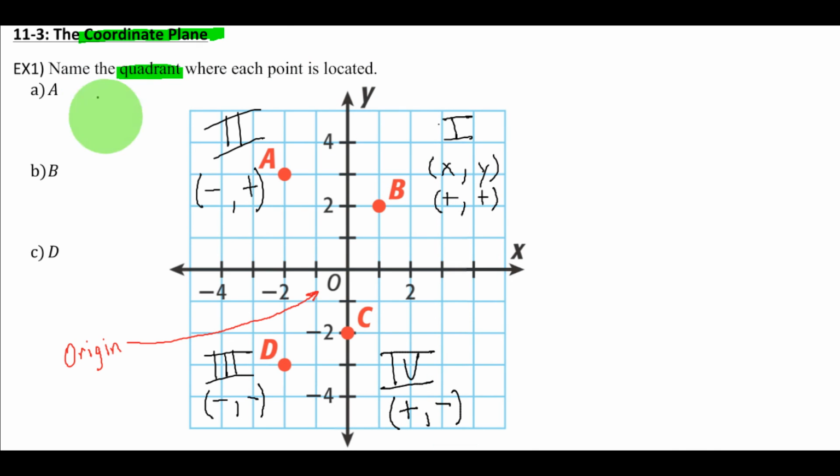Cool, so now what we can do from here is name the quadrant where each point is located. Point A, well, we can see A is located in the second quadrant. Point B is located in the first quadrant. And point D is located in the third quadrant. Cool stuff, guys.